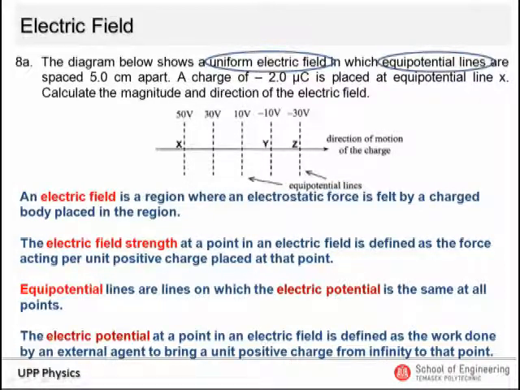There are certain characteristics that you need to know about equipotential lines. Equipotential lines are always perpendicular to the electric field. So you can see that the direction of motion of the charge is perpendicular to the equipotential lines. So very likely, the direction of the electric field could be along the direction of motion of the charge. So, with an understanding of all these terms, let's proceed to solve the question.